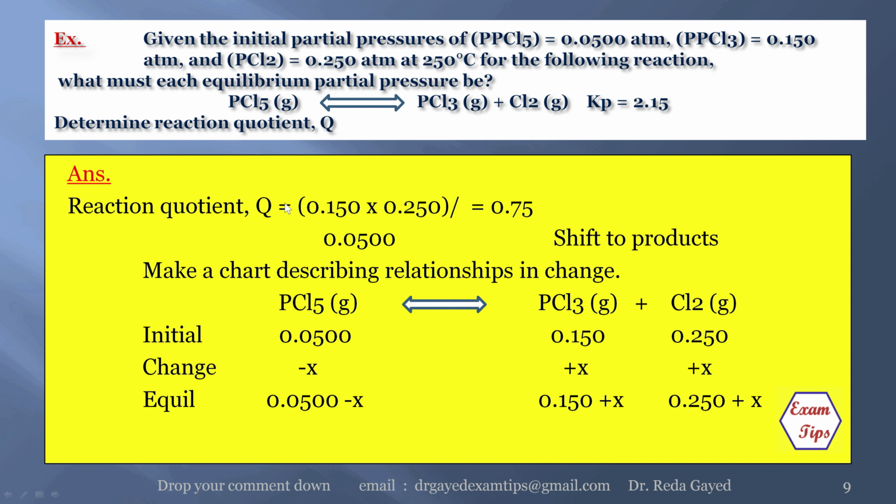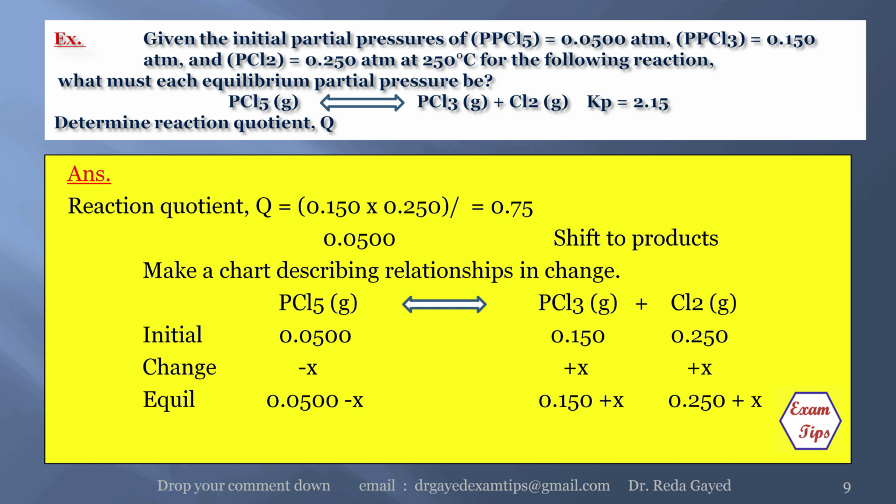The reaction quotient Q equals, based on the balanced equation, which should be balanced, the products over the reactants: 0.15 multiplied by 0.25 over 0.05 equals 0.75. The reaction shifts to products. All chemical equations are reversible processes, and we have mentioned all of this in part 1, about shifting to the products or to the reactants. If you would like to learn more about this, come back again to our part 1 section.